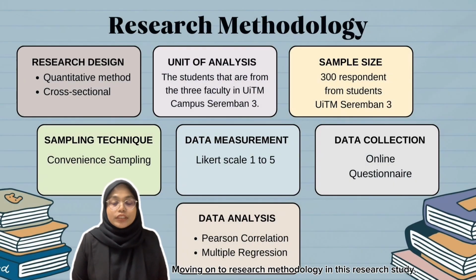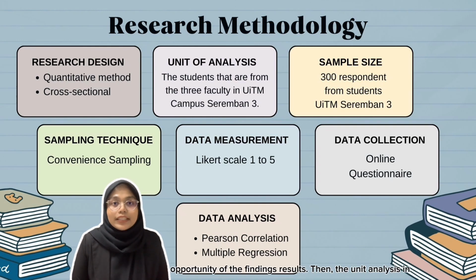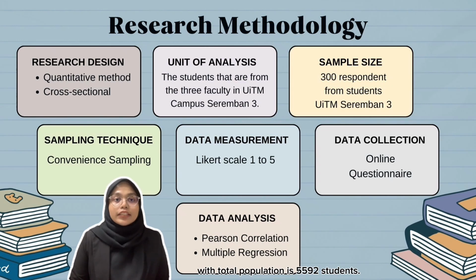Moving on to the research methodology, for the research design in this study, we have chosen to use a quantitative method with a cross-sectional design, as it allows us to collect data from many different individuals at a single point in time, and it offers a greater opportunity for the findings. Then, the unit of analysis in this research study focuses on students from 3 different faculties in UITM Seremban 3. The survey will be distributed to students from the Faculty of Administrative Science, Computer Science and Mathematics, and Sport Rec students. And for the population, of course, UITM Seremban 3 has a total population of 5,592 students.